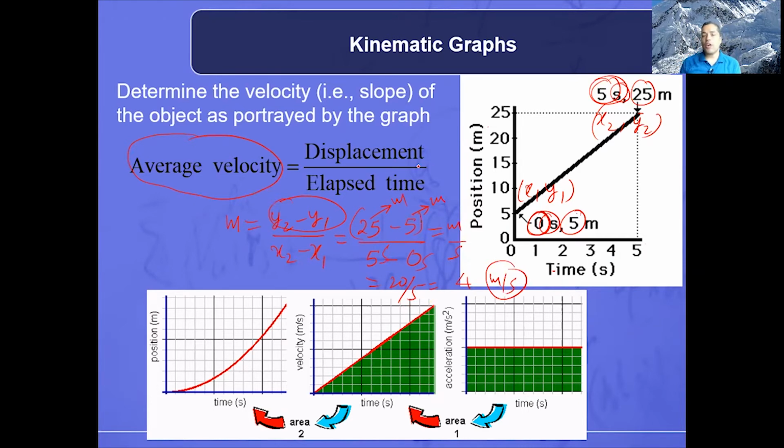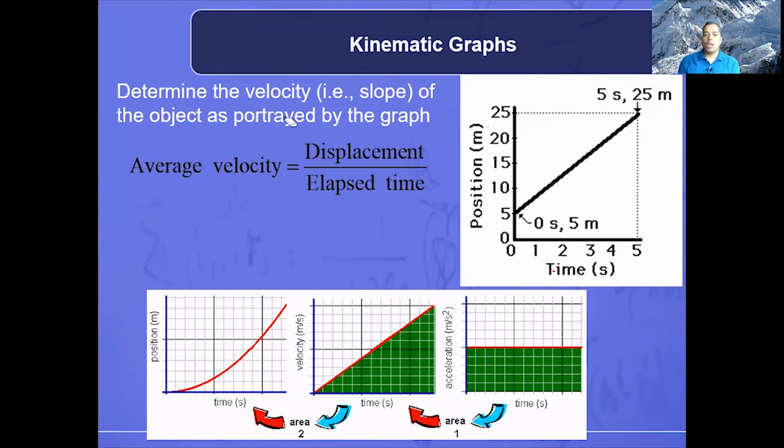Meaning, if you find the slope of position versus time graph, the quantity you can obtain from there is average velocity. Okay, how? By finding the slope. So y2 minus y1 happens to be the displacement. Elapsed time is x2 minus x1, because your x-axis is time, y-axis is position. This is how you find the average velocity from the displacement versus time graph.